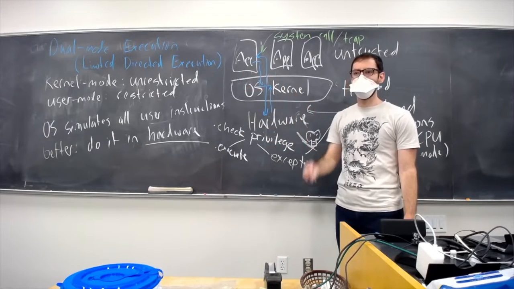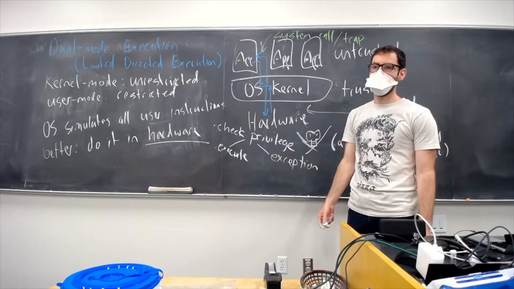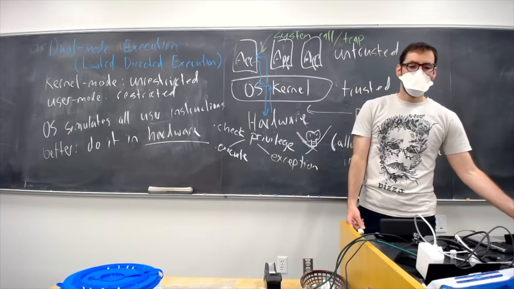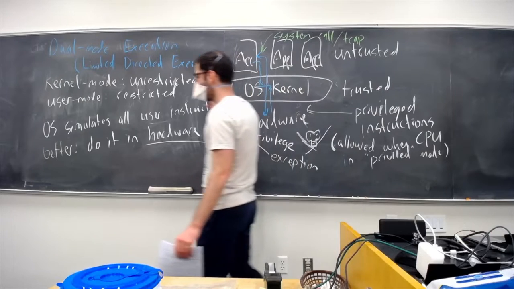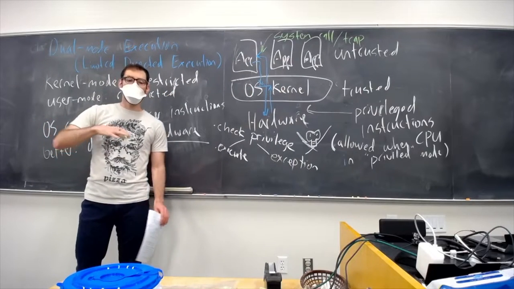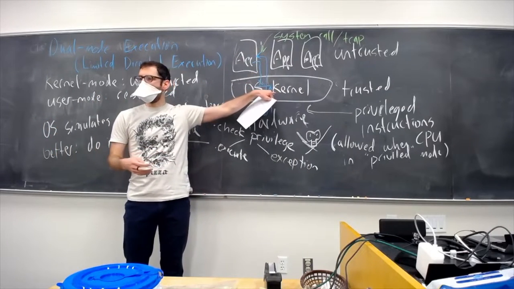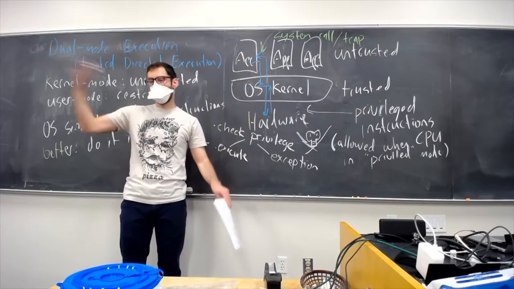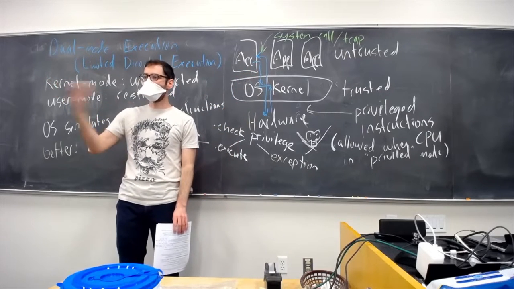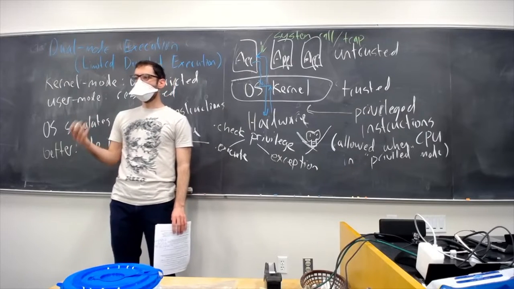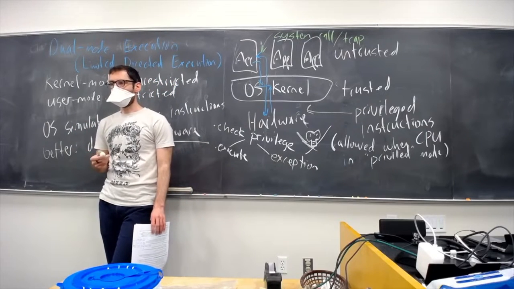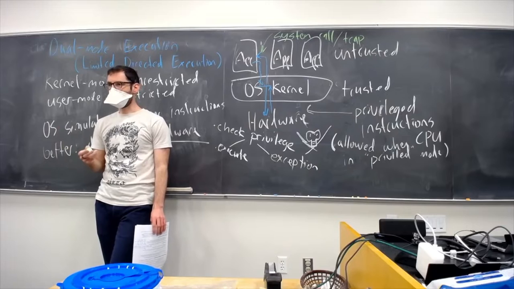Wait, so how does the kernel know if it should elevate the privilege level or not? So whenever we go into the kernel with one of these system calls, it will elevate the privilege level so that it's able to do what is asked by the system call.